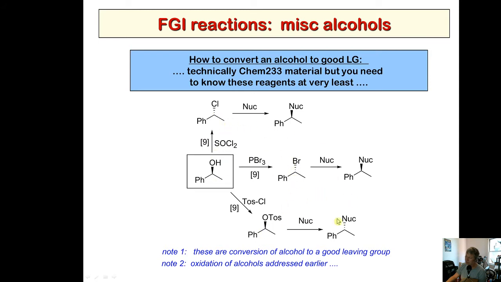Now this whole chirality and stereochemistry thing only applies if it's secondary. If you have a primary alcohol, there's none of this. There's no stereochemistry, right? But yeah, for the most part, you guys know about PBr3 makes a bromide, and you can do some reactions with that. Alright.